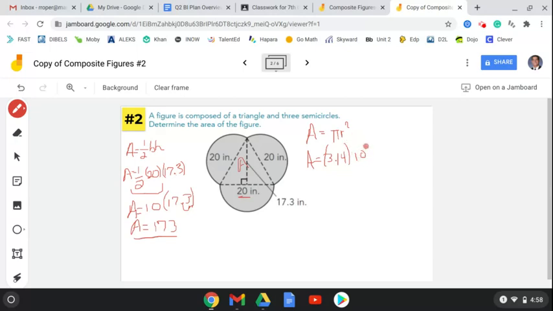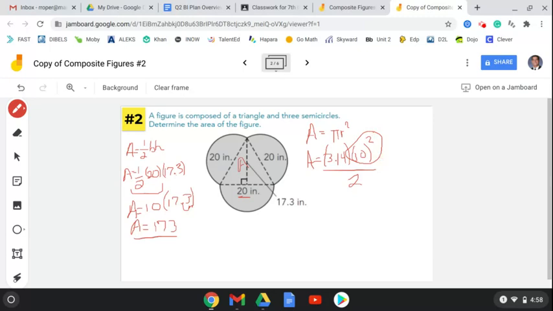So 10 is my radius, and you square the radius. Okay, these are semicircles, so I would cut them in half because this is the area equation of a whole circle. So let's put this in your calculator. Let's do 10 squared first. If you do 10 squared first, that's of course 100, right?